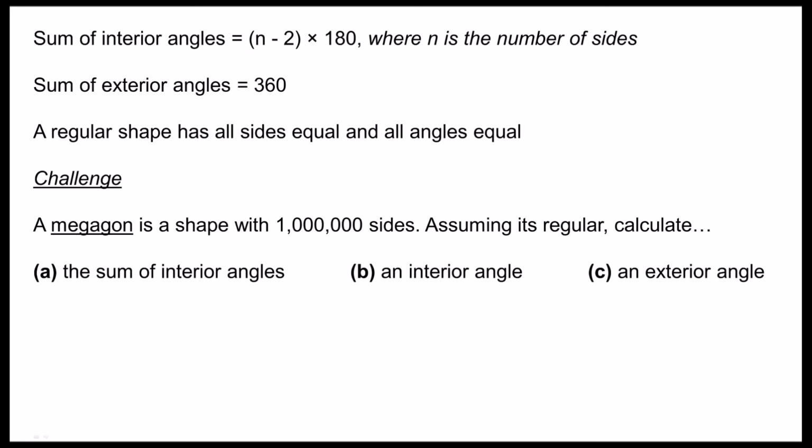One of my favourite facts is that a megagon is a shape that has 1,000,000 sides. Assuming that it's regular, can you use that fact to work out the sum of all of its interior angles, one of its interior angles, and one of its exterior angles? Pause the video and have a go at it, and once you've completed this, unpause and I'll go through a solution of what I think the answer is.